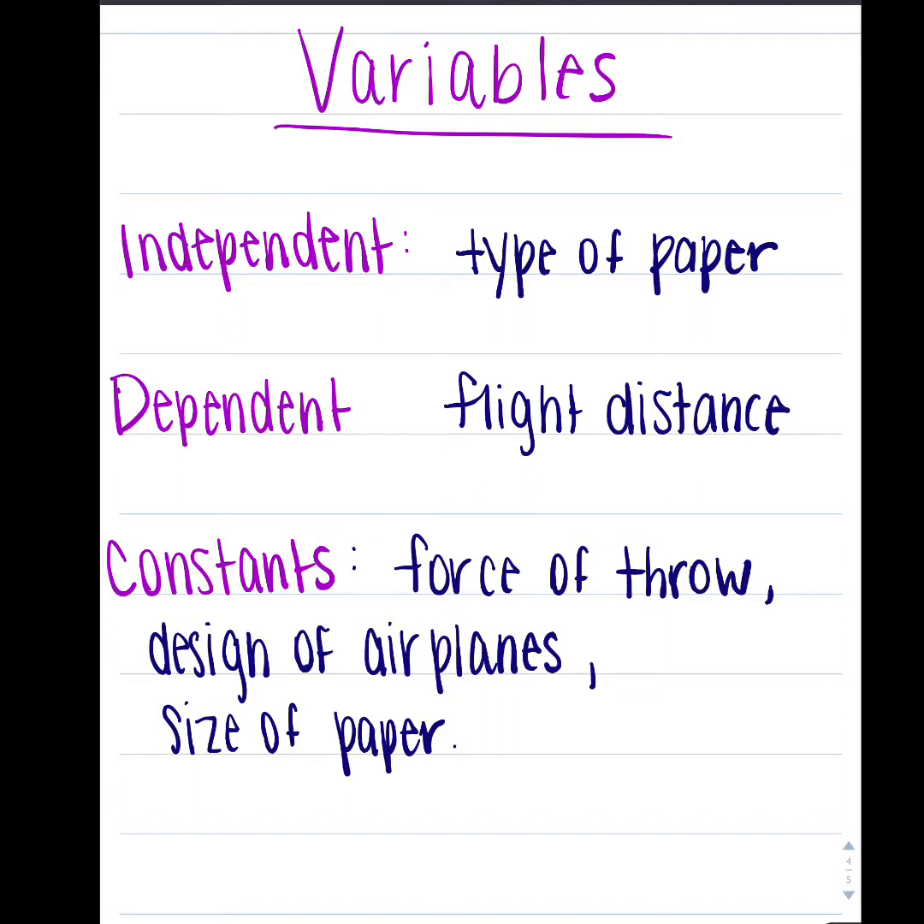Again, it's really important that we write all our information down, so I wrote down our variables. The independent variable is the type of paper we're using, the dependent variable is the flight distance, and our constants are the size of the paper, the design of the paper airplane, and the force of the throw.